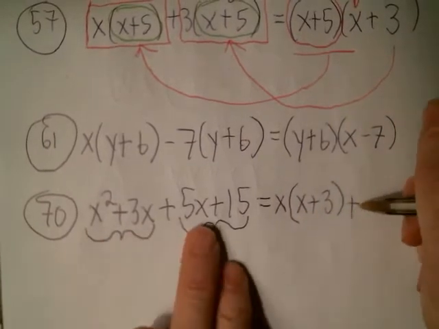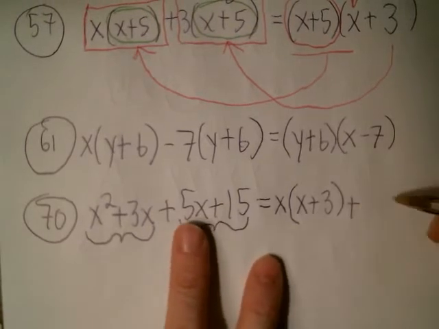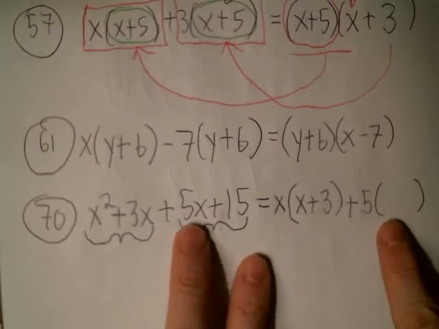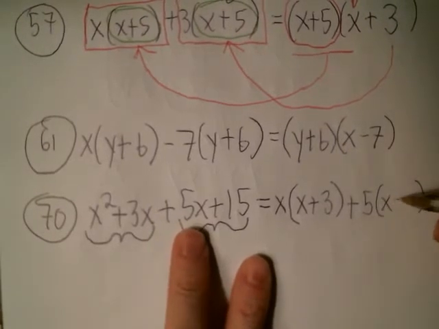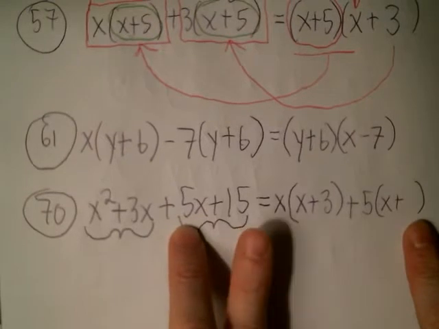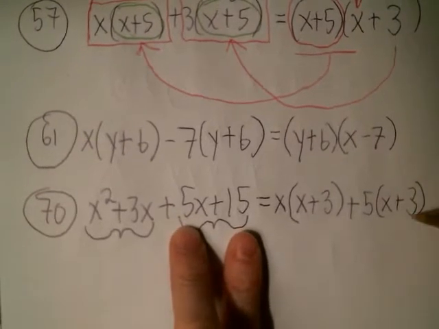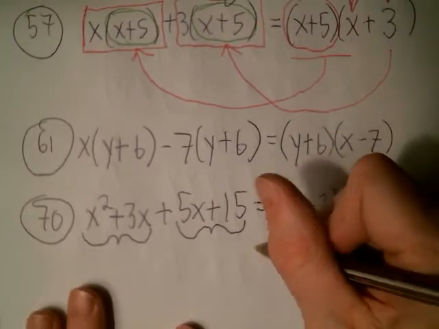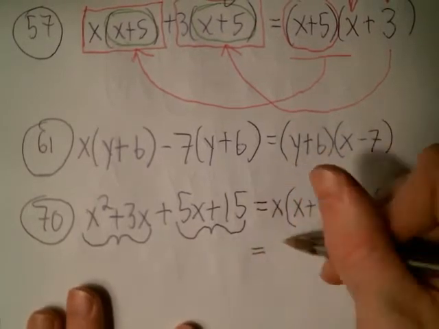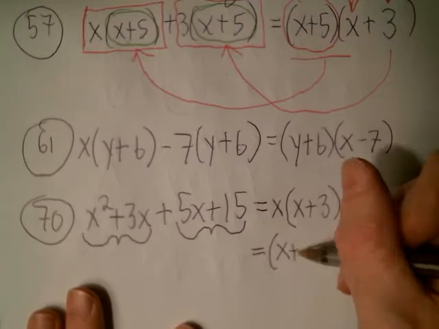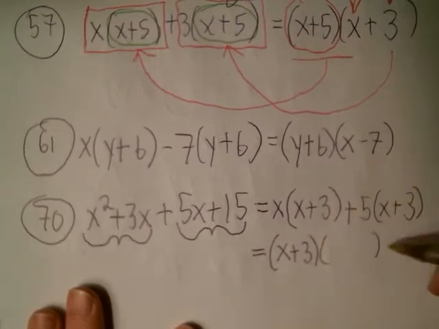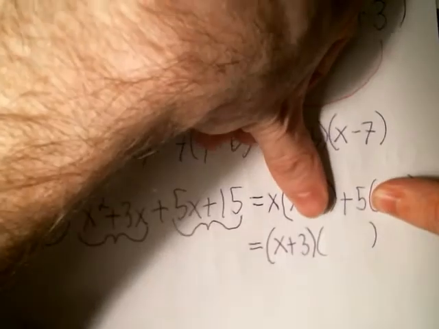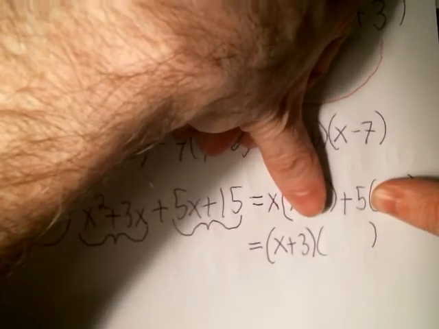And then plus, the common factor between these two is 5. So if you factor out a 5, 5 times what is 5x? Well, x. And then plus 5 times what is 15? Well, that would be 3. So they both have a common factor of x plus 3, and we can factor that out. And then what's left over? Well, you can just cover up those pieces, and what's left is the x plus 5.